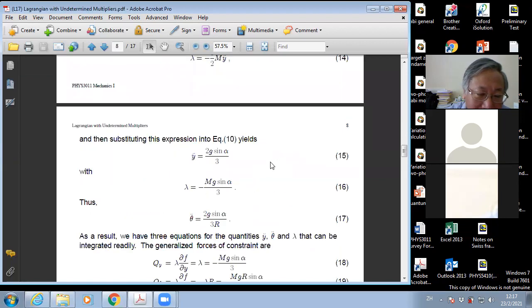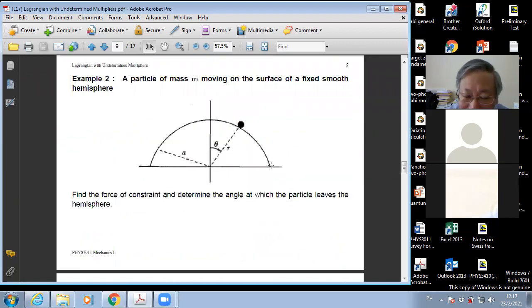Okay, the second example. This is a little bit tricky. Second example. How about Zhang Guoqing? Can you try it?